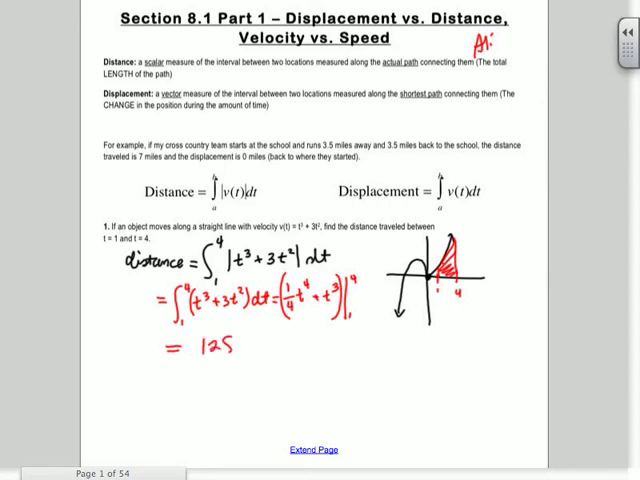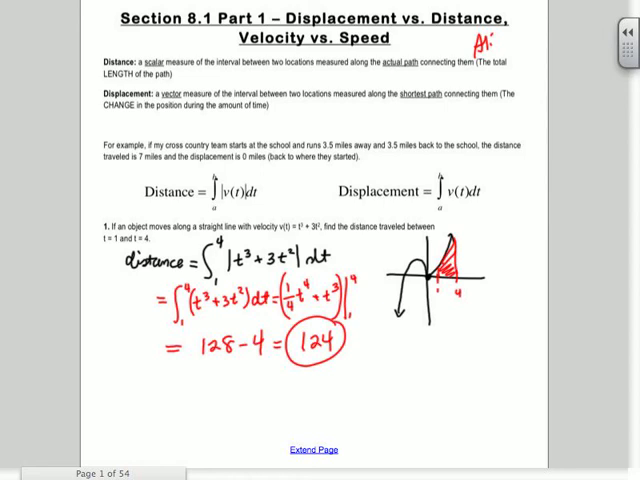So plugging in 4, I get 128. Plugging in 1, I get 4. So 124. That's a distance. If we actually had units, it'd be something like meters, feet, miles, something like that. We don't have units in this example, though.